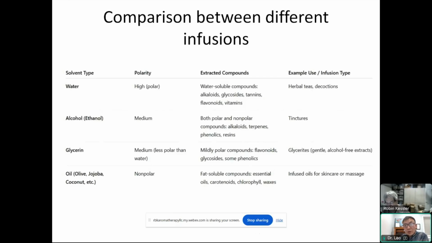carotenoids, chlorophyll. So the benefit when you're doing the infusion with oil, you not only take a benefit from the herb, but also the oil itself. So the oil has, for example, olive oil, they have their omega and the vitamins. So those are great for skincare or massage oil.